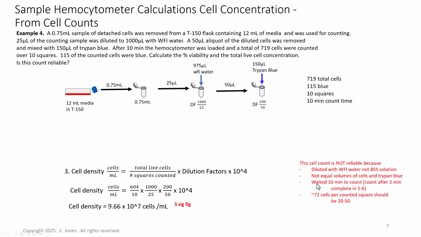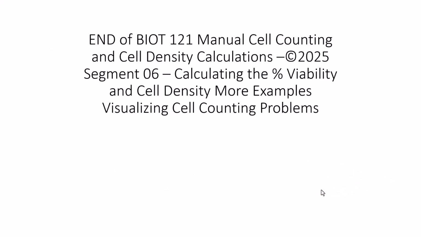That's too long, right? We waited 10 minutes before we started our count, and we have almost 72 cells per square. So we're outside the acceptable range of 20 to 50 cells per square, which means we probably made an incorrect count. We either double counted some cells or we missed counting some cells completely. So that means that we need to make this sample even more diluted. Okay, and in the previous segment we told you how to estimate that. All right, and that is the end of segment 6, the next to the last segment.